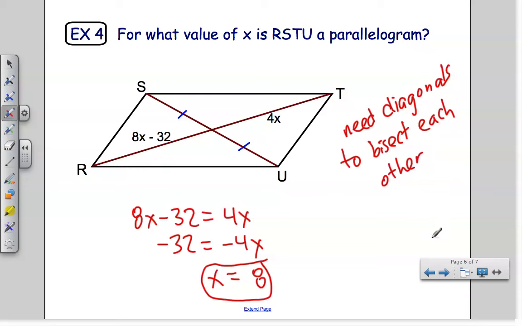There you go. So today, using those 5 reasons to show that a quadrilateral is a parallelogram: First of all, both opposite sides parallel. That's the definition of parallelogram. Both opposite sides congruent. Both opposite angles congruent. Or one pair opposite sides congruent and parallel. Or diagonals bisect each other.